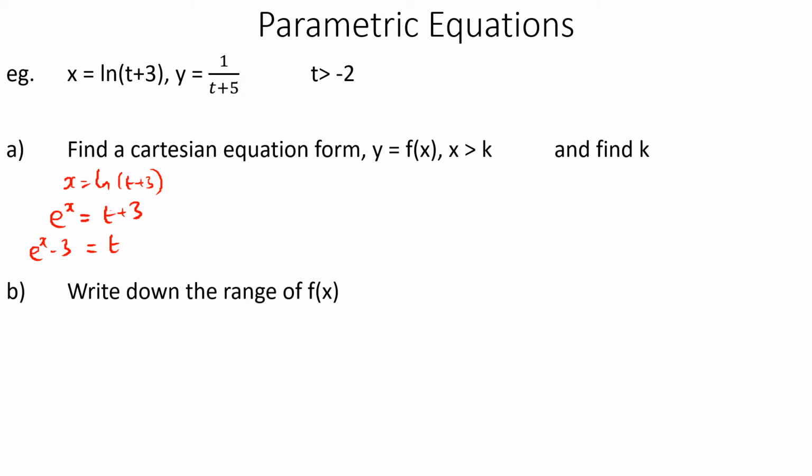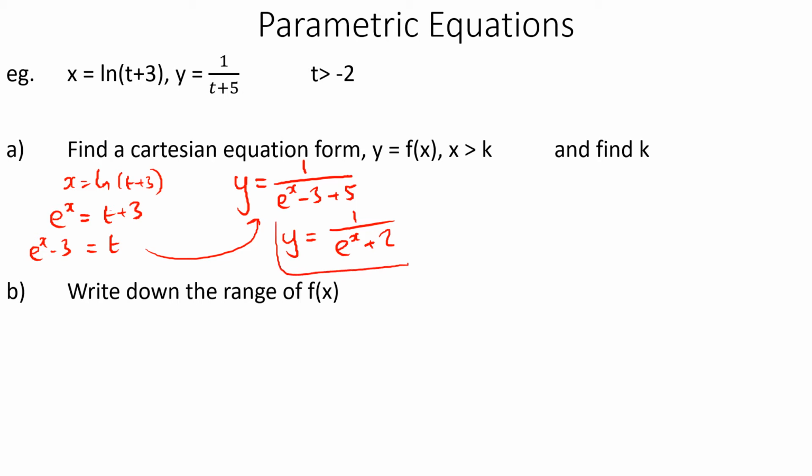So if we want to form a Cartesian equation, we know that y is equal to 1 over t plus 5, so we can sub that in there and get that it's equal to 1 over e to the x minus 3 plus 5. Now we probably want to simplify this because we don't want minus 3 plus 5 next to each other. This is just overall 1 over e to the x plus 2. Now, does that have to look pretty? No, that's our Cartesian equation.